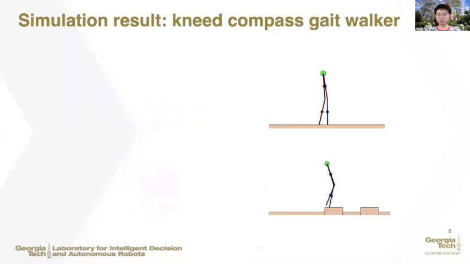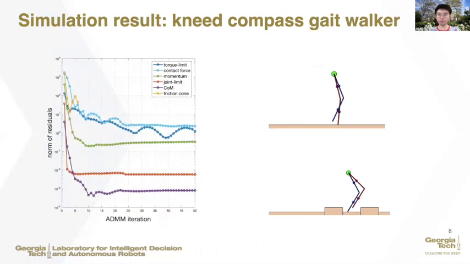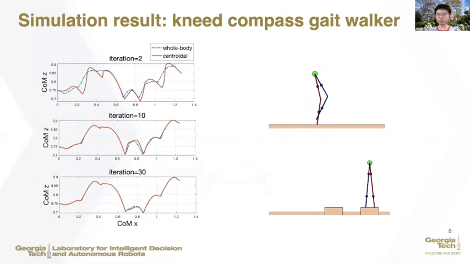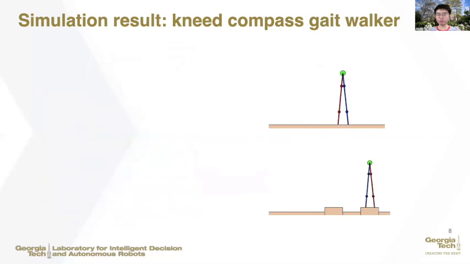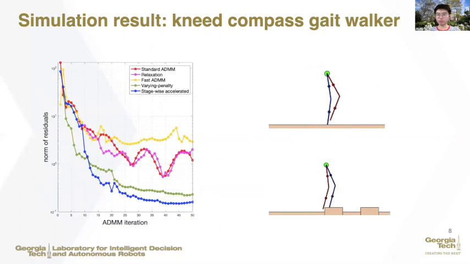In the humanoid walking example, we tested our algorithm on both flat and rough terrains. We firstly demonstrated a good convergence of all the coupling constraints. Then we demonstrated that with the ADMM iterations growing, the consensus between whole body and centroidal models becomes better and better. Similar to the car parking example, we also show that our stage-wise accelerated ADMM outperforms other variants of ADMM for the torque limit constraint. This also applies to joint limit and friction cone constraints in certain cases.